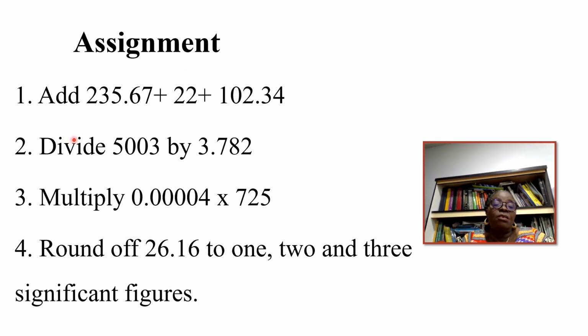Assignment: add 235.67 plus 22 plus 102.34. Divide 5,003 by 3.782. Multiply 0.00004 by 725. Then round off 26.16 to 1, 2, and 3 significant figures.